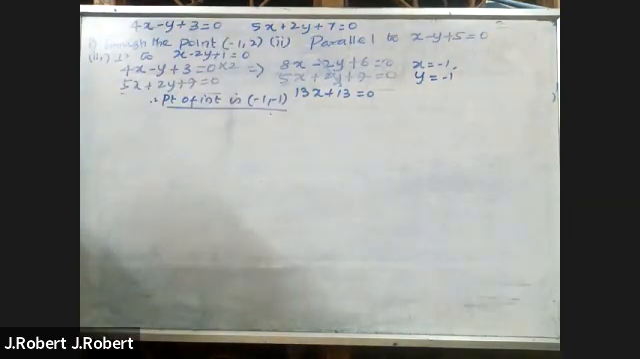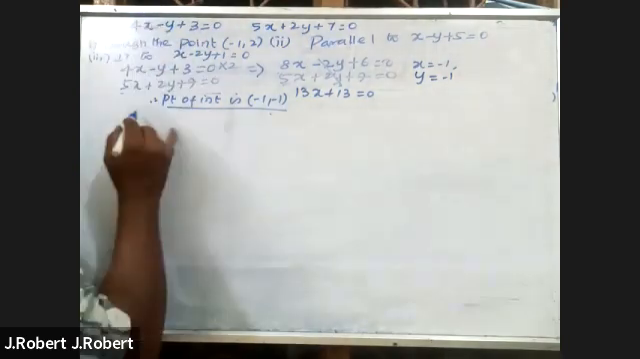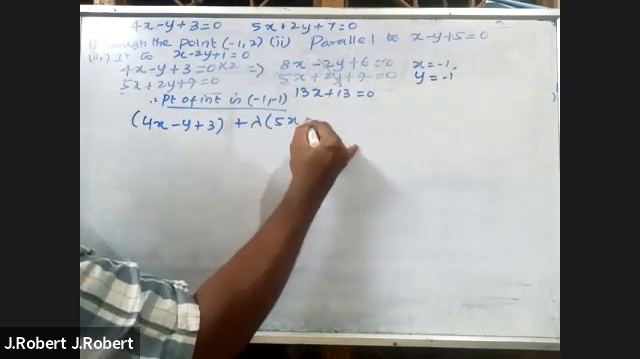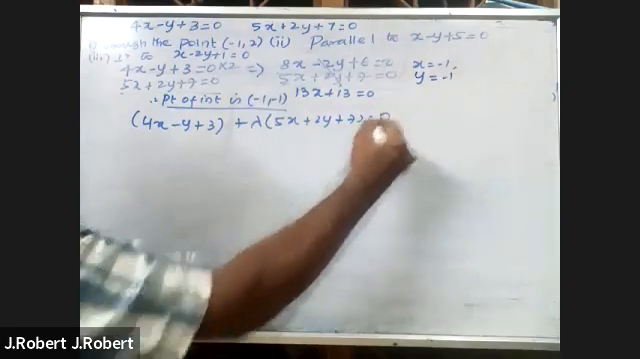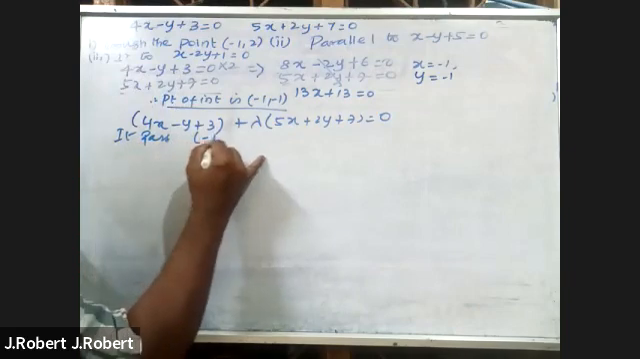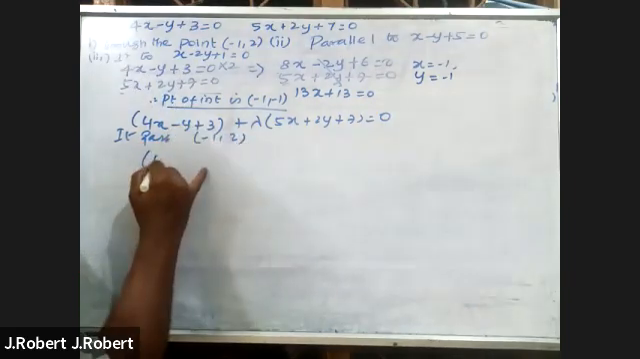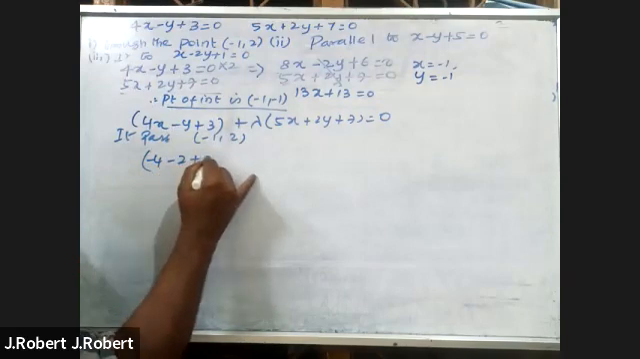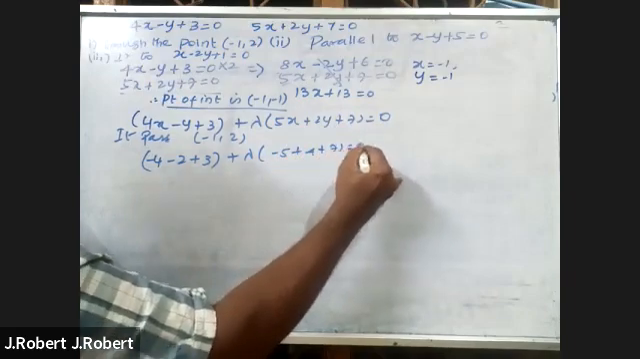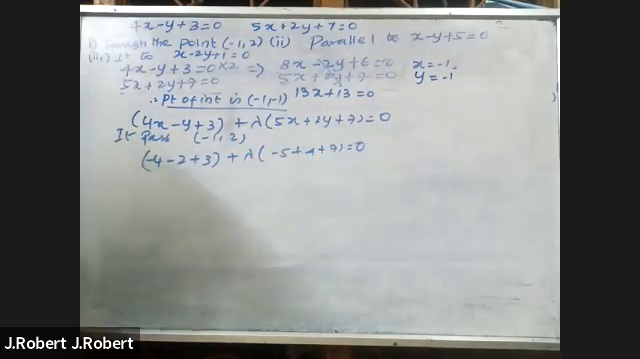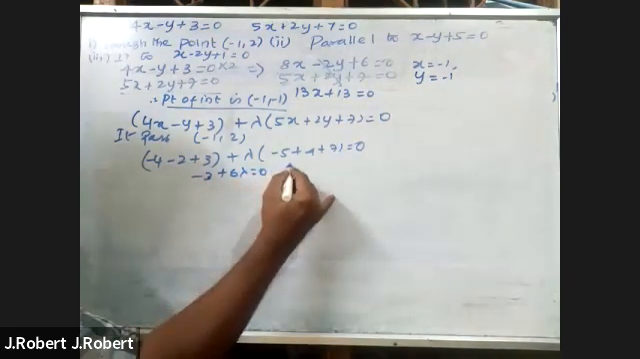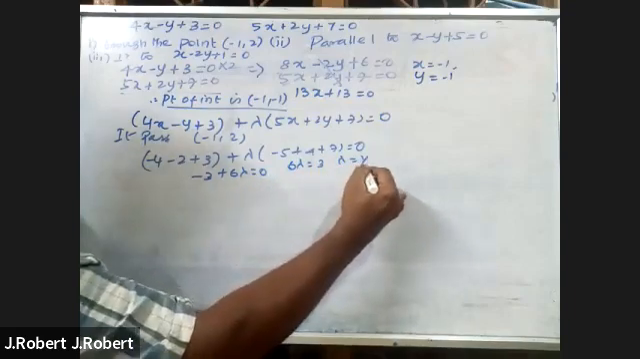The equation of the family of straight lines will be: first equation 4x minus y plus 3 plus some scalar into 5x plus 2y plus 7 equal to 0. Now it passes through minus 1 comma 2. Instead of x, minus 1; instead of y, 2. So 4 minus 2 plus 3 plus lambda into minus 5 plus 4 plus 7 equal to 0. We'll get minus 6 plus 3. We have minus 3. Yeah, minus 3 plus 6 lambda equal to 0, or 6 lambda is equal to 3. Lambda is equal to 1 by 2.